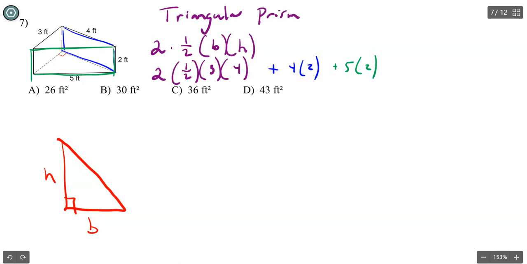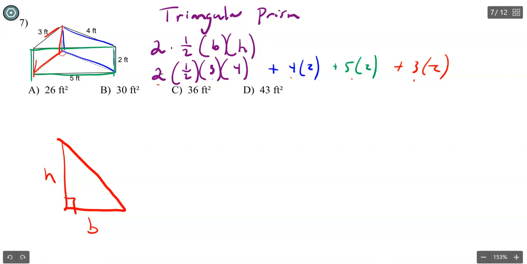And then we got this little side dude over here who's 3 by 2. And I think we got everybody on lockdown. All right, we have five faces on this prism. 2, 3, 4, 5. Now we just got to add them all up. See if we can avoid the calculator.